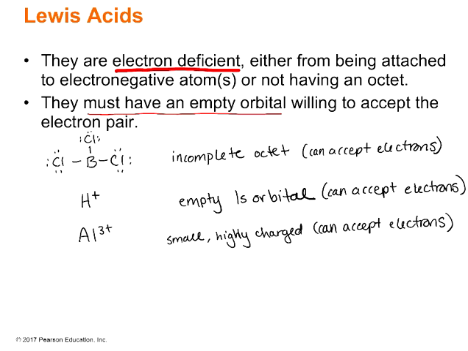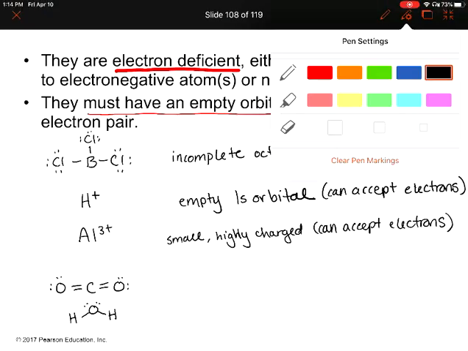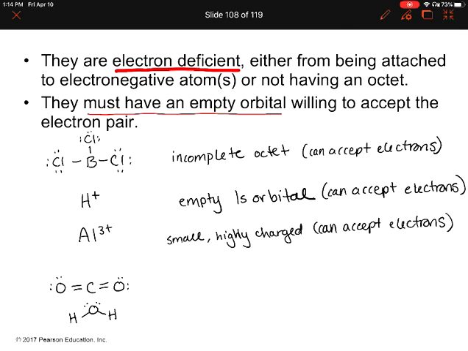And then the last example of a Lewis acid is a molecule where the electrons can rearrange in order to create an empty orbital. One example would be carbon dioxide. And let's say that this is interacting with water. Water in this case is the base, and carbon dioxide is the acid.